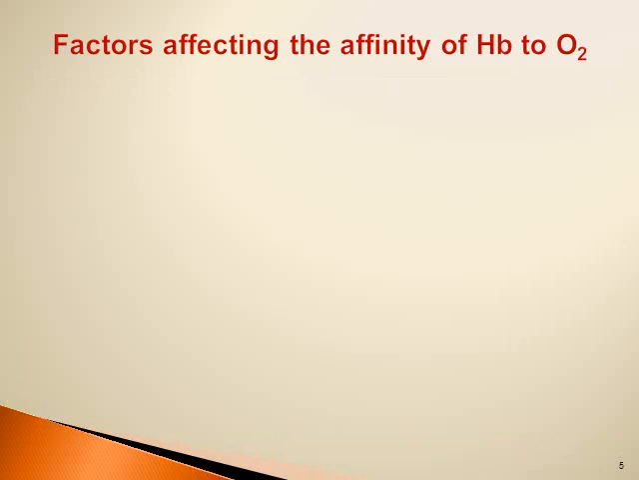What are the factors that affect the affinity of hemoglobin to oxygen? What we need is to have high affinity of hemoglobin for oxygen in the lungs, so it can carry the maximum amount of oxygen, and we want to decrease the affinity of hemoglobin for oxygen in the peripheral tissues, so hemoglobin can release the highest amount of oxygen to the tissue, because that oxygen is used in aerobic metabolism.